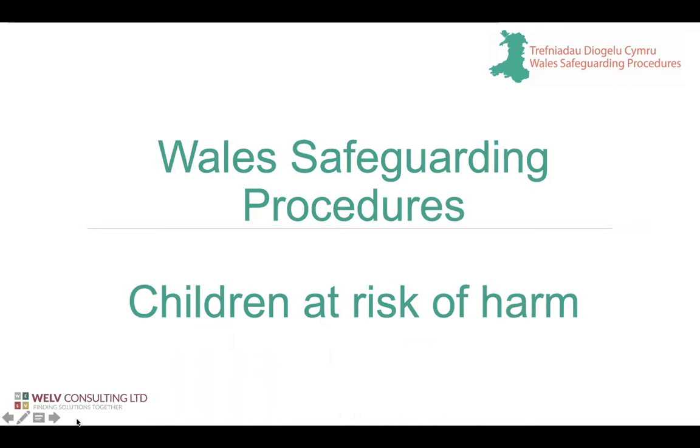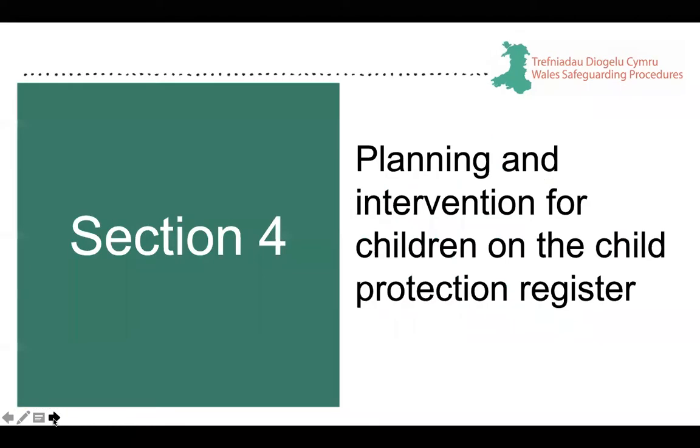Running alongside this video is an additional video that provides a demonstration of the content of section 4 of the procedures as they are presented in the app itself. Section 4 describes the process and the responsibilities in relation to planning and intervention for children on the Child Protection Register.